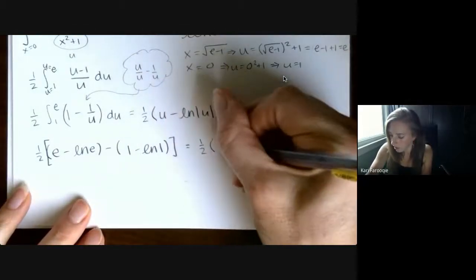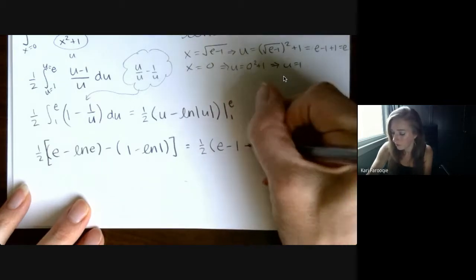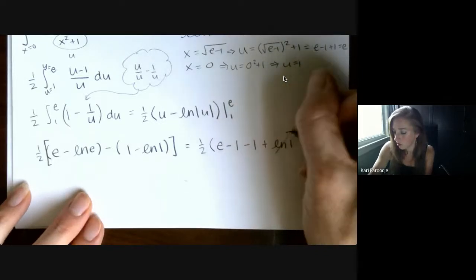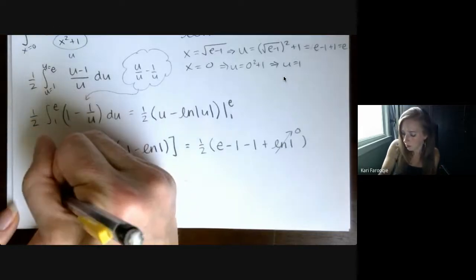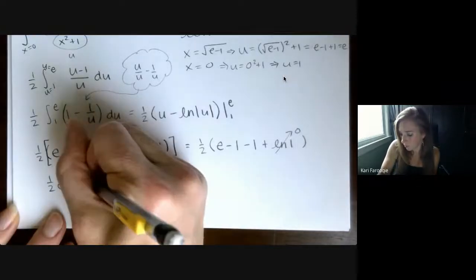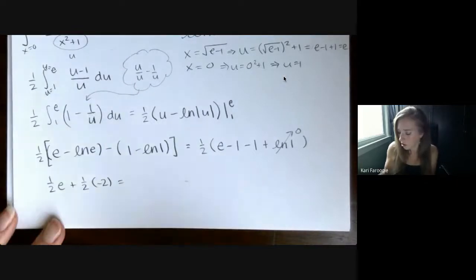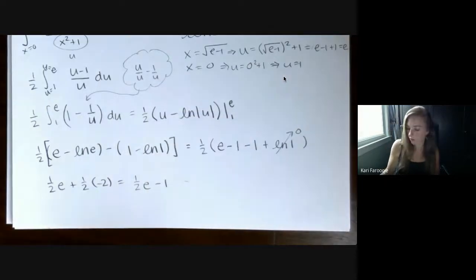So you'll have 1/2, and then e minus, the natural log of e is 1. Then you'll have minus 1 plus ln 1, which is 0. And this leaves you with 1/2 e, and then plus 1/2 times -2. You can write this in so many different ways. Just leave it as 1/2 e minus 1.